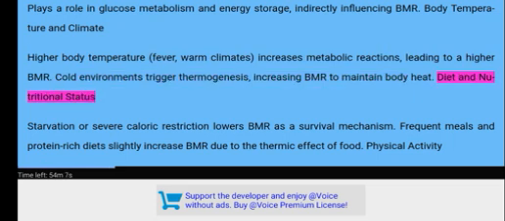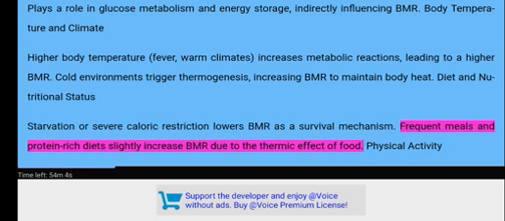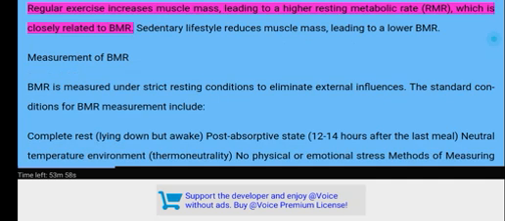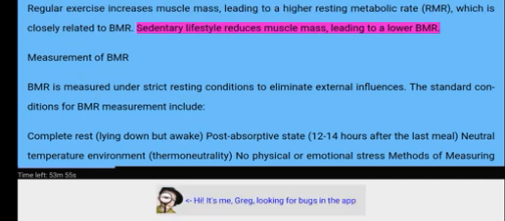Diet and nutritional status: starvation or severe caloric restriction lowers BMR as a survival mechanism. Frequent meals and protein-rich diets slightly increase BMR due to the thermic effect of food. Physical activity: regular exercise increases muscle mass, leading to a higher resting metabolic rate, RMR, which is closely related to BMR. Sedentary lifestyle reduces muscle mass, leading to a lower BMR.